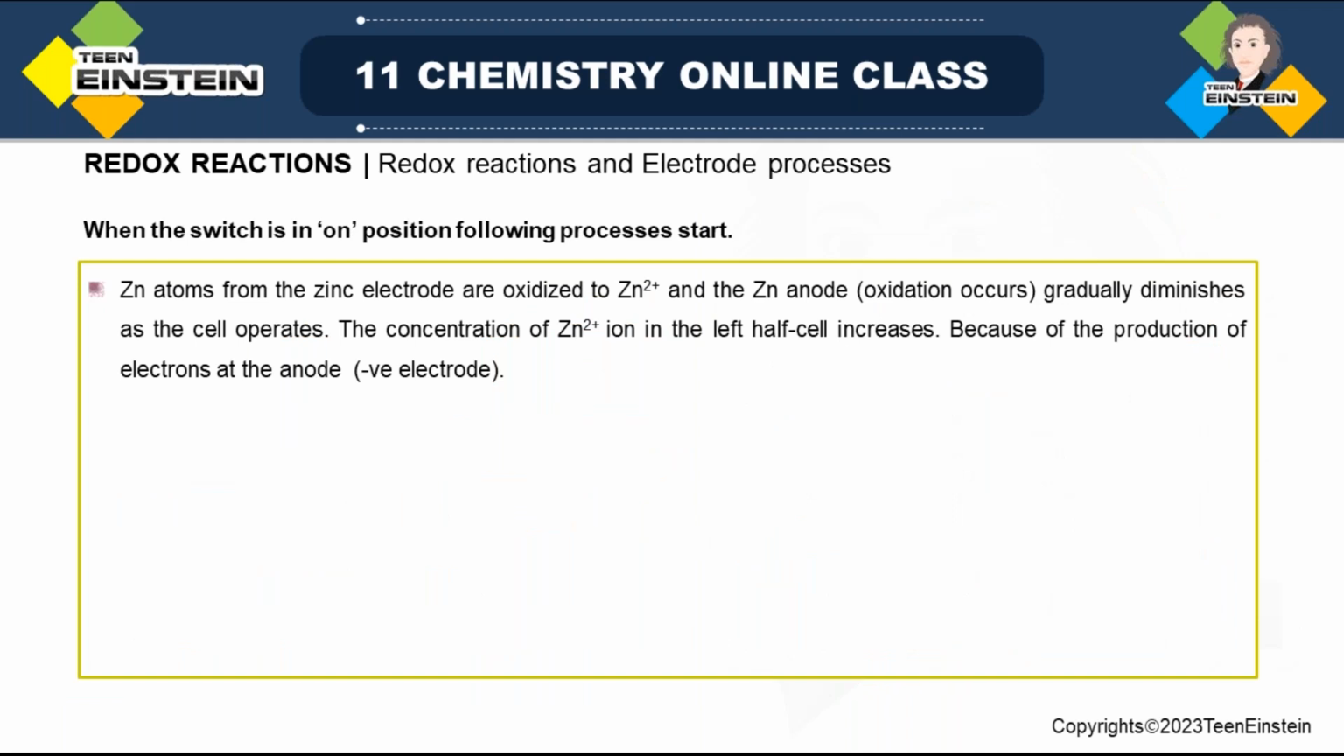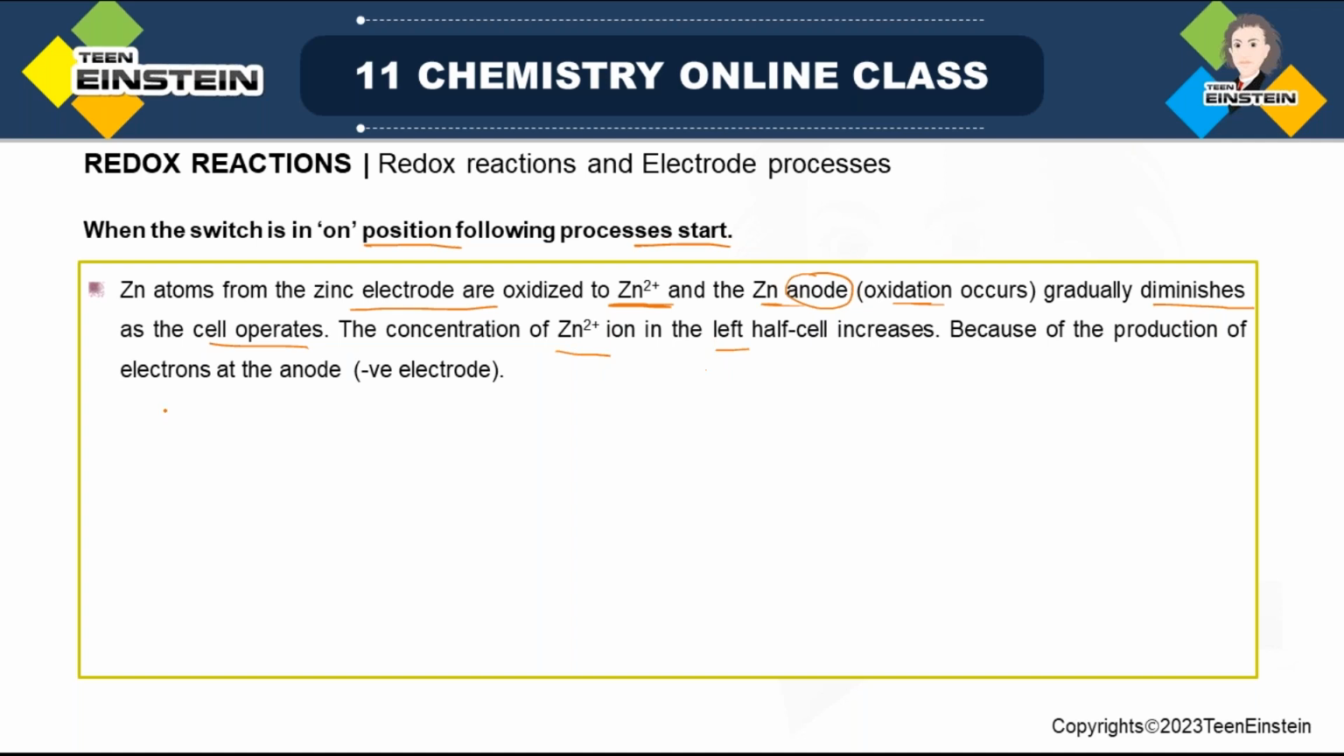Once the switch is in the on position, the following processes will start occurring. If it is in the off position, nothing will happen. Only if it is in the on position is electron movement possible. So Zn atoms from the zinc electrode will be converted to Zn2+. The electrode where oxidation occurs is called the anode. It will gradually diminish in size as the cell operates because Zn is gradually converted to Zn2+, and the concentration of Zn2+ will increase in the left half cell compartment.